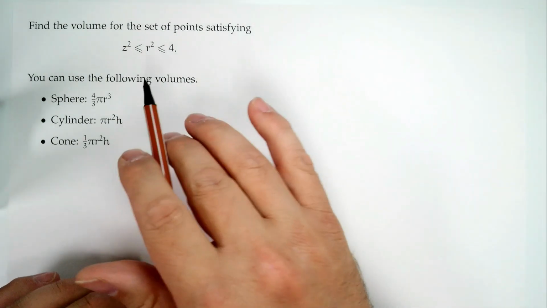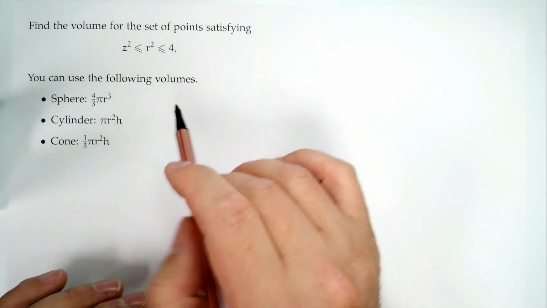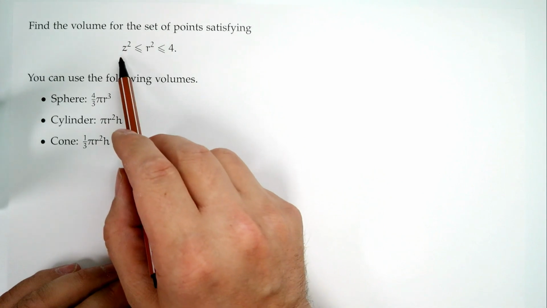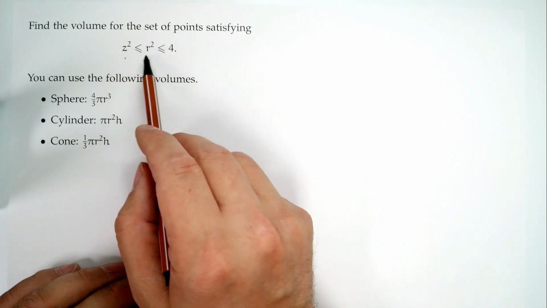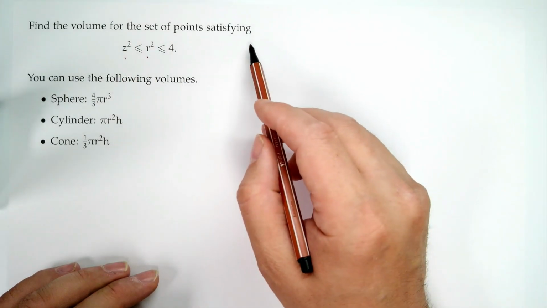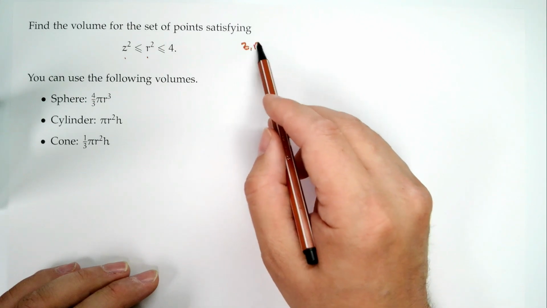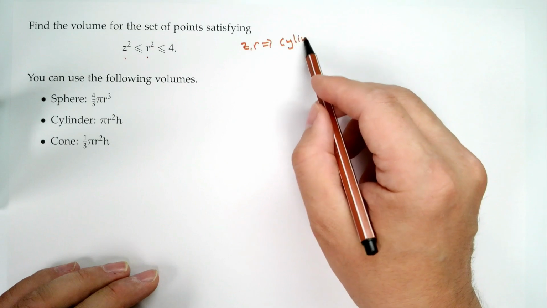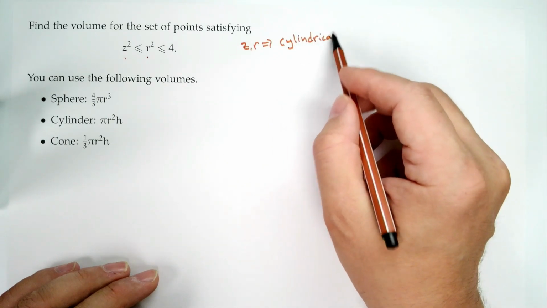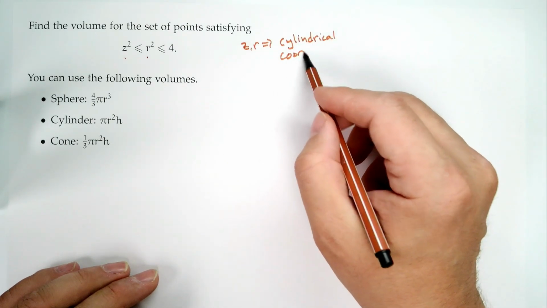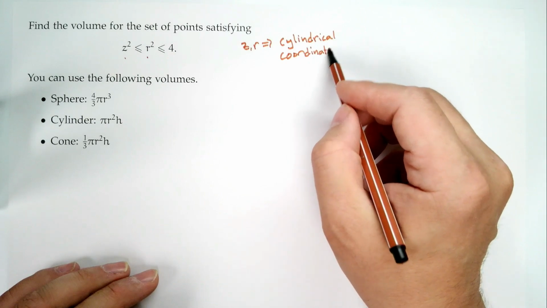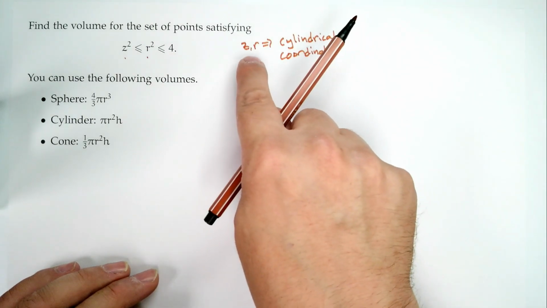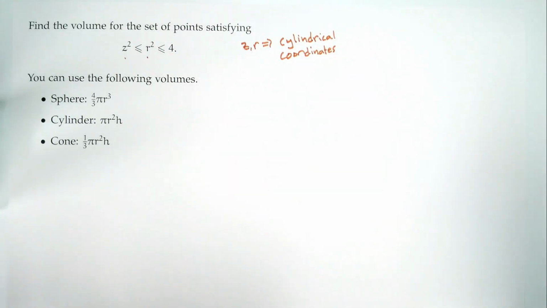So it's some kind of a shape. Now, when we stare at this, what do we see? Well, we see z and r. So if we see z and r, that implies that we have to be in cylindrical coordinates. So our shape here is being described via cylindrical coordinates. Now, how do we know that? Well, because the only place where z and r show up together in the same type of coordinate system is when we're dealing with cylindrical coordinates.